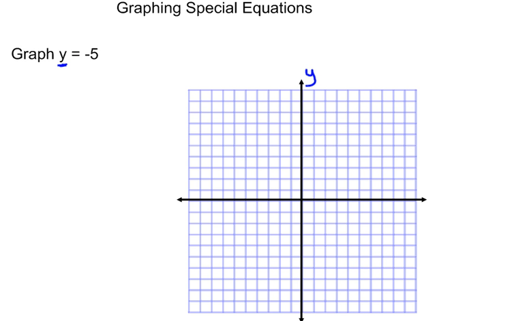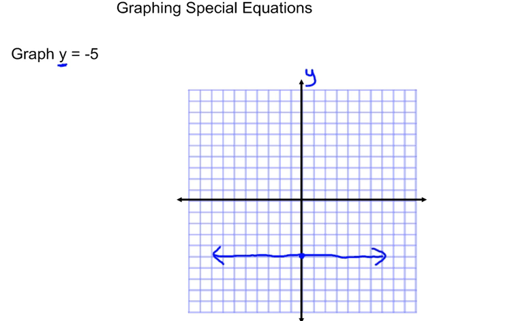So I'm going to go find, on the y-axis, negative 5. So go down 1, 2, 3, 4, 5. So right here is negative 5. Now I have a line that can only cross the y-axis. Well, in order for it to only cross the y-axis, it has to be a horizontal line. And so I'm going to draw a horizontal line right here, and this line is now graphed. That is all that you have to do.